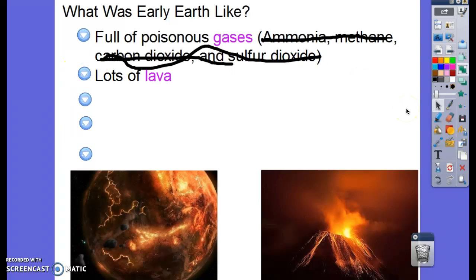There was also lots of lava. It was really, really hot on Earth. So there was tons of lava. A lot of the rock was molten or magma or lava because it was so hot on Earth. There was no oxygen. So humans and other organisms that use oxygen wouldn't have been able to survive. So no oxygen for organisms.